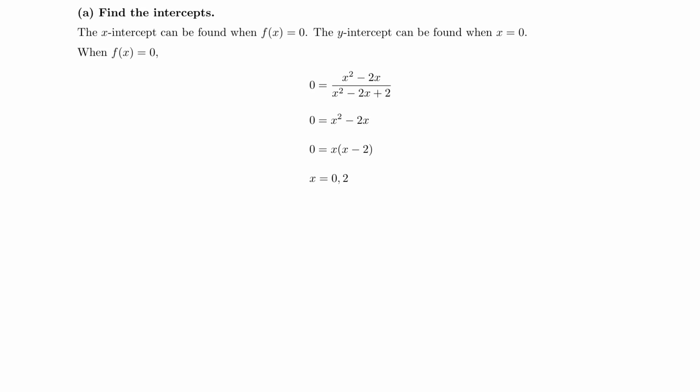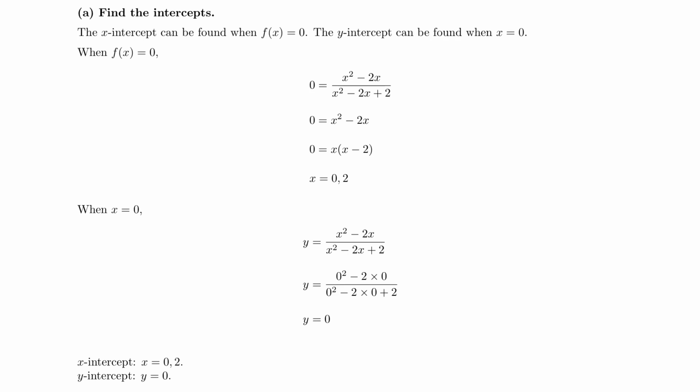Now, to find the y-intercept, we need to set x equal to 0. Substituting x equal to 0 into the function x squared minus 2x all over x squared minus 2x plus 2, we get the equation shown here, which is 0 over 2, giving us the y-intercept as y equals 0.